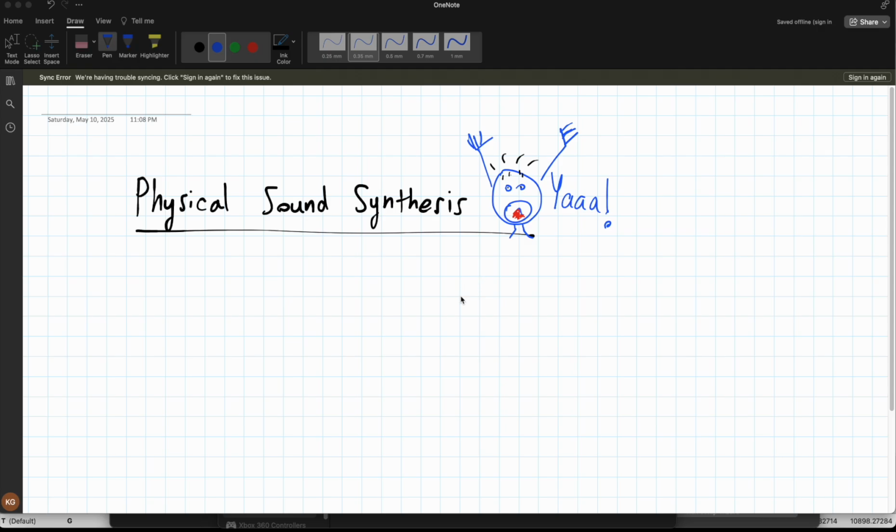So let's get started. What is physical sound synthesis? It's this idea of I want to make sounds with my computer using math. But what does that mean? It means we have instruments like a guitar or a piano or what have you, and they make cool sounds. And we want to understand how those sounds are created and how we can mimic them.